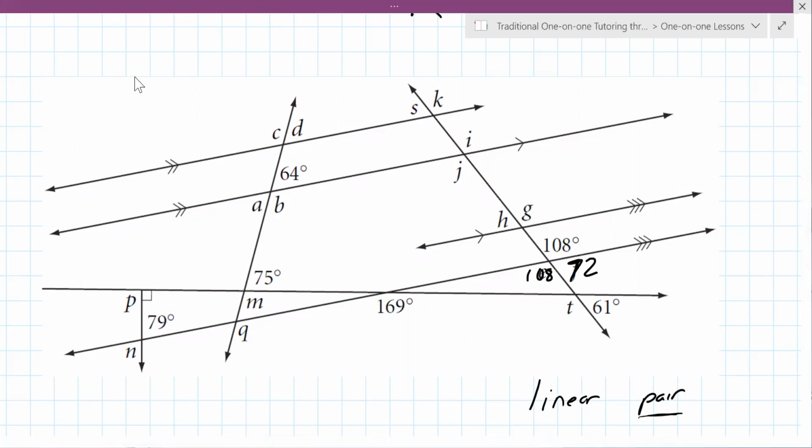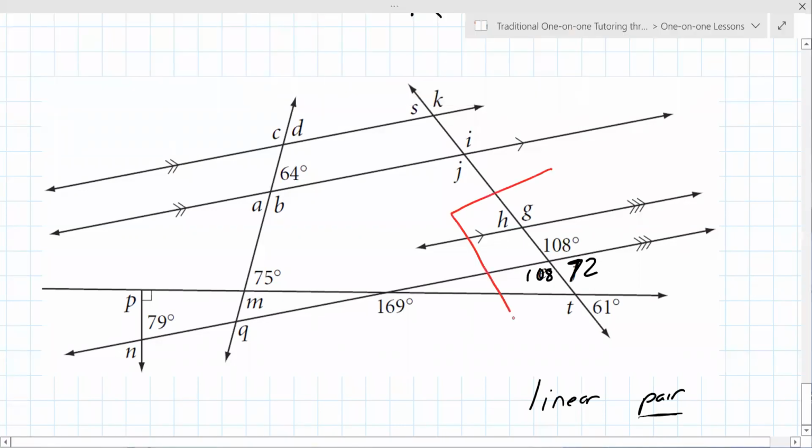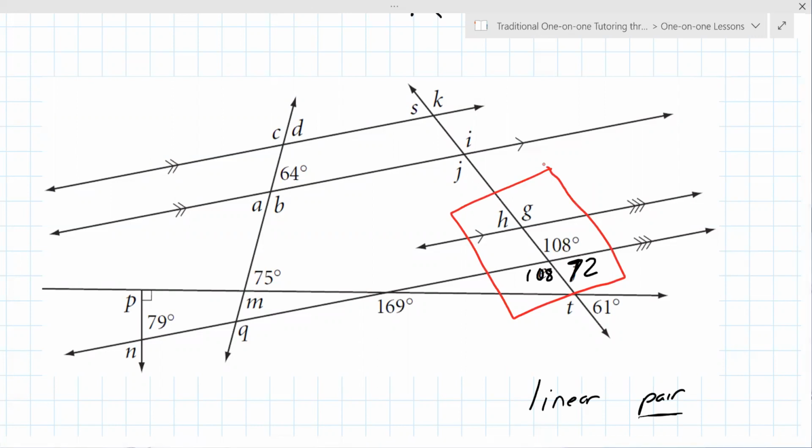Is it possible to go from exterior to exterior? Yes, but you don't have to in this one. But what would that be called if you did? The exterior angle theorem. But you're doing that using vertical angles, alternate interior, and then vertical angles again. I guess corresponding.